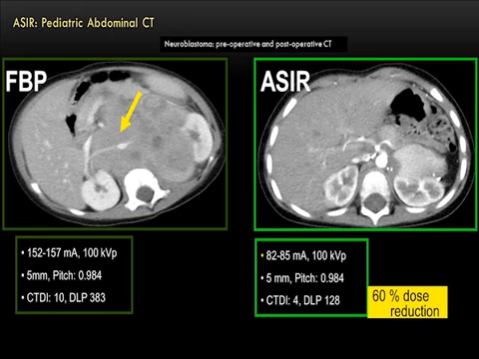This patient had this large soft tissue mass, which was probably neuroblastoma. A pre-op CT was done with filtered back projection, mA was around 160, a kV of 100, and the post-op scan was done with 80 mA. Everything else was the same. The CTDI dropped from 10 to 4, roughly 60% dose reduction, and a pretty comparable image quality. And I think noise is pretty much the same in the liver.